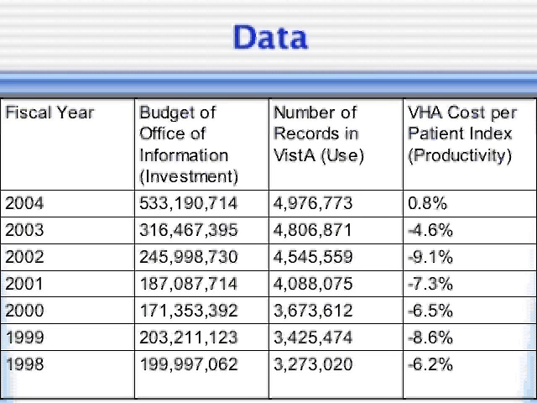The data we are using is from the Department of Veterans Affairs Budget Office. This table shows from 1998 to 2004 the Budget Office of Information, or the investment of IT, the number of records in VISTA, or the use of IT, and the VHA Cost Per Patient Index, or the productivity.